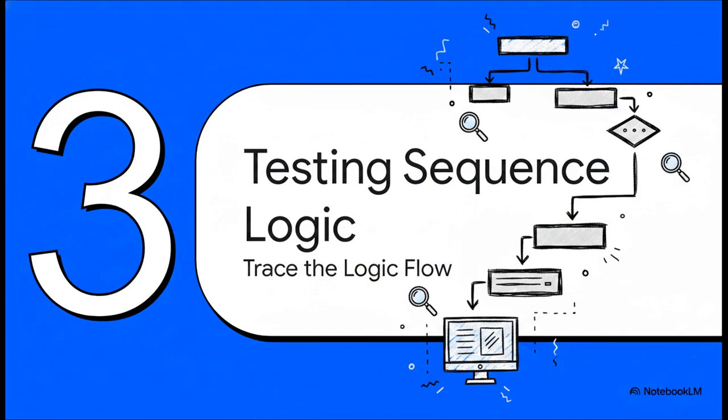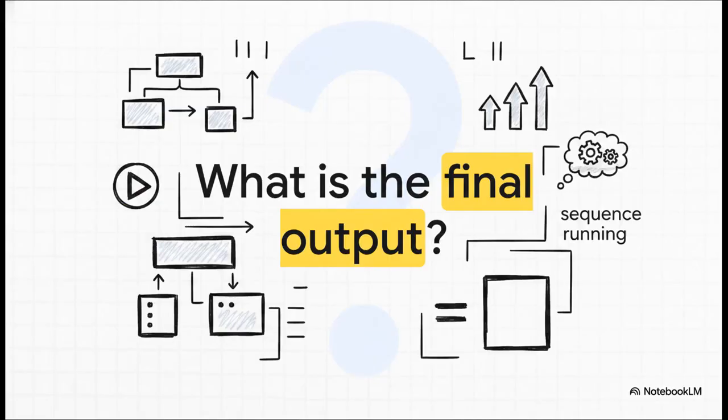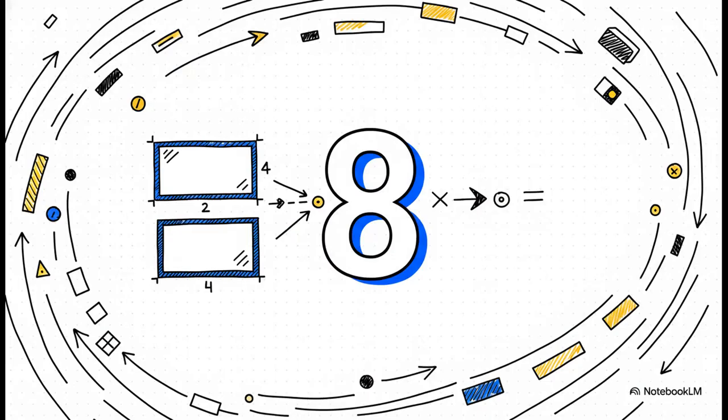Let's trace the logic flow. All right, I want you to trace this block of pseudocode line by line in your head with me. First up, we let length equal 2 and width equal 4. Next line down, area equals length multiplied by width. And finally, print area. So I'll give you a quick second. Based on the exact values we just read, what is the final output going to be when this sequence finishes running? Well, if you said 8, you hit the nail right on the head.